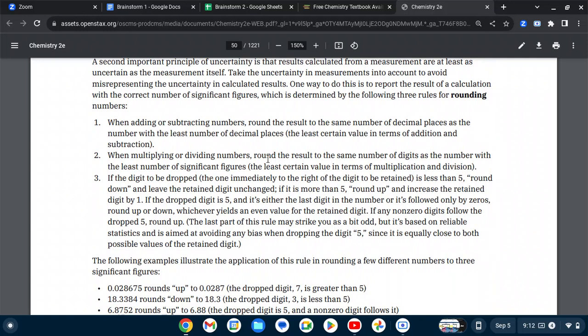When adding or subtracting numbers, round the results to the same number of decimal places as the number with the least number of decimal places. When multiplying or dividing numbers, round the result to the same number of digits as the number with the least number of significant figures.